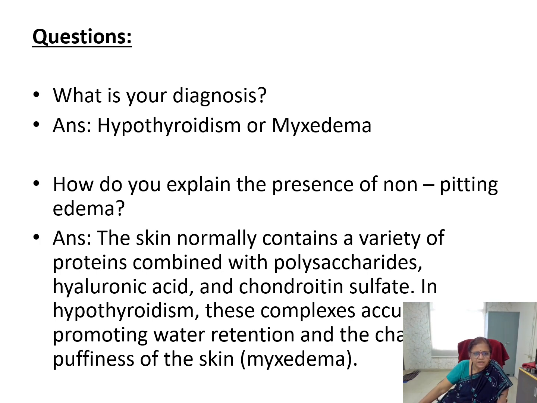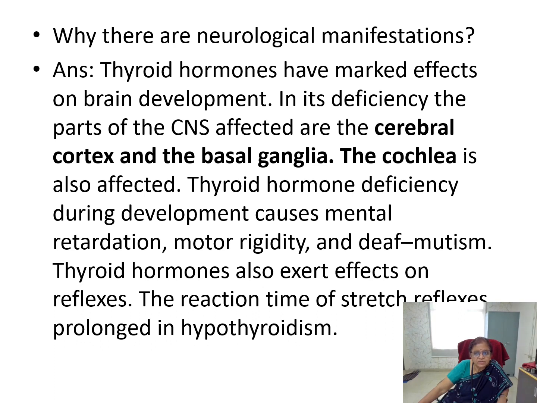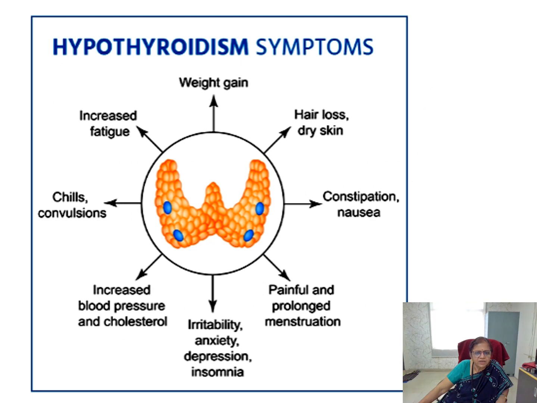Okay. Next, why are there neurological manifestations? Thyroid hormones have marked effects on brain development. In its deficiency, the parts of the CNS affected are the cerebral cortex and basal ganglia. So all these indicate that the CNS effect of thyroid is deficient here, leading to neurological manifestations.